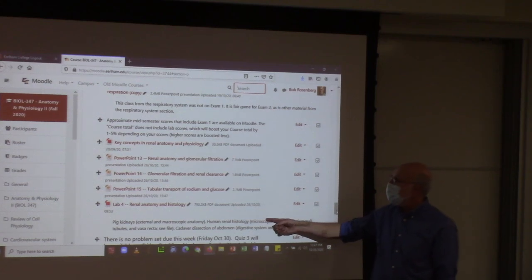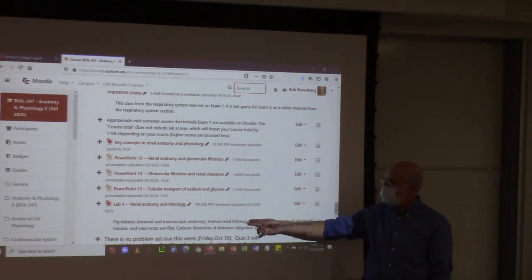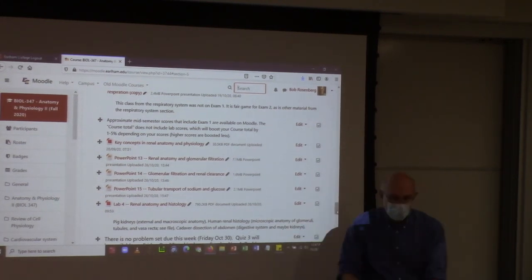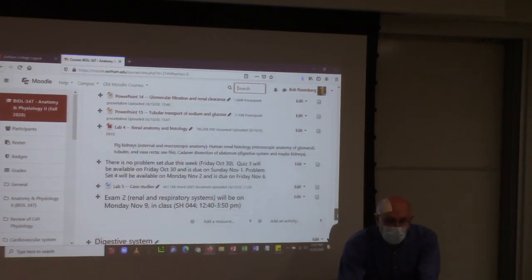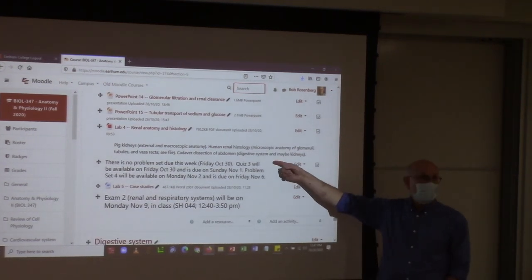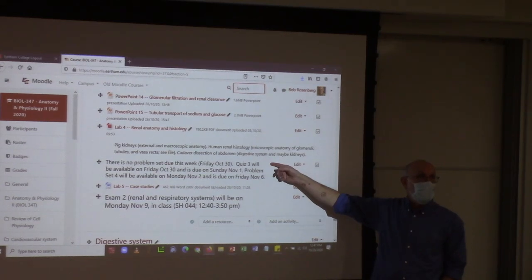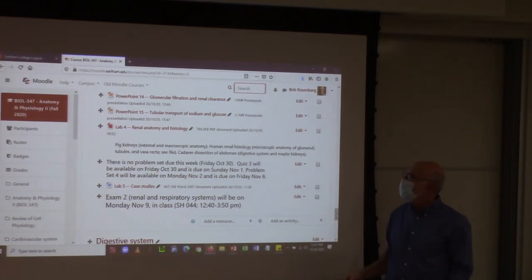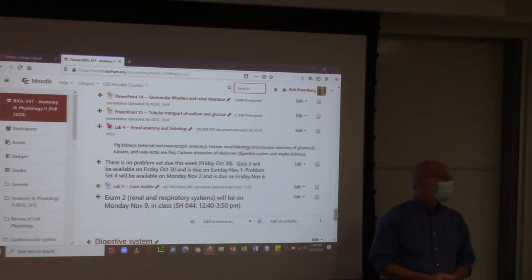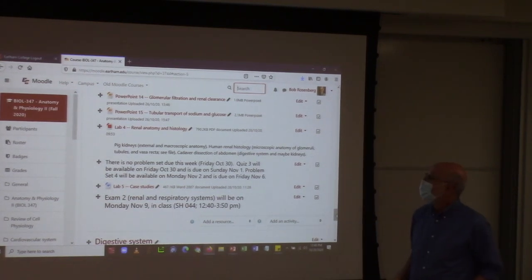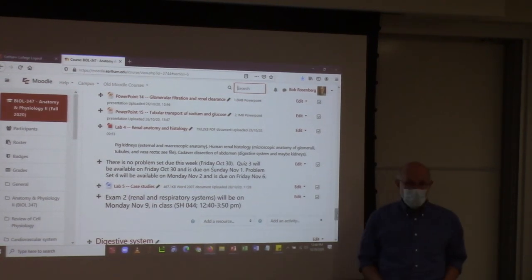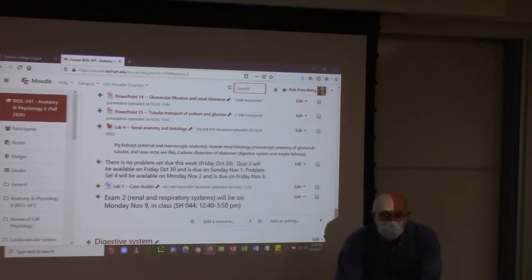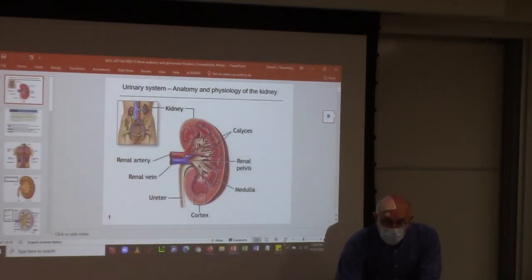Pig kidneys, human histology, and human cadaver dissection. No problem set this week, but there is a quiz this week, which will be available on Friday and due on Sunday. It will cover the material from today. And then just a note about the next exam that's coming up in less than 2 weeks now. Let's move fast. Okay, kidney. Start moving fast.